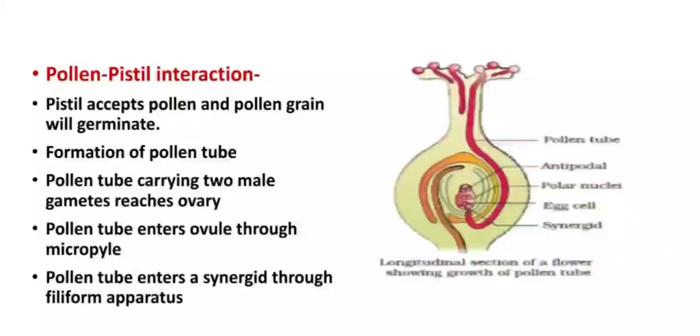Now, during fertilization, the gametes will fuse. But fertilization will take place after pollination. And during pollination, the pollen grains which lie on the stigma will first germinate. Here you can see in this diagram, pollen grains are germinating and a pollen tube is formed. This pollen tube carries two male gametes, and it enters the ovule through the micropylar region, guided by the filiform apparatus of the synergids to the egg cell.